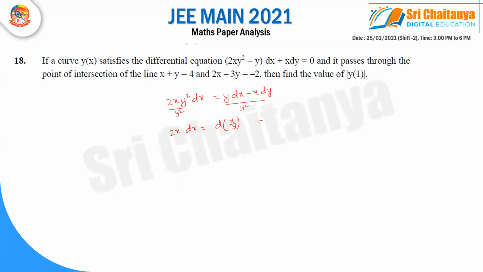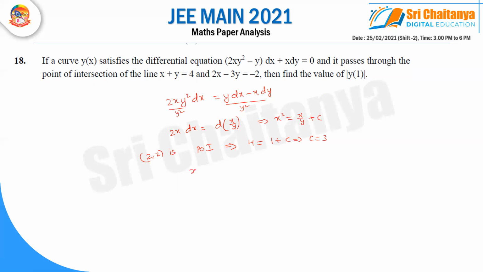So if I'm integrating, what will I get? I will get x square equal to x by y plus c. Now he said it passes through the point of intersection of these both things. So when I'm finding the point of intersection of this both, I will be getting 2 comma 2 as the point of intersection. So when I substitute, 4 equal to 1 plus c, which implies c equal to 3.